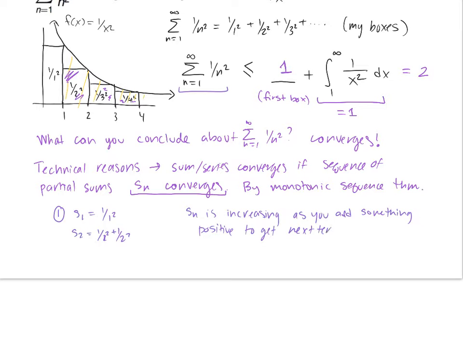Is that 1 over 1 squared plus 1 over 2 squared? Yep, because what S sub 2 means is add the first two things in your series. The first thing is 1 over 1 squared, the second thing is 1 over 2 squared. Does that make sense?